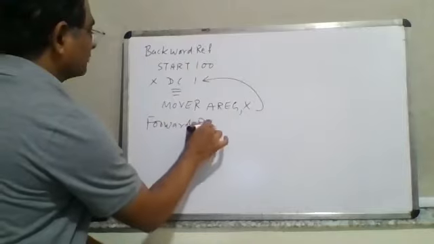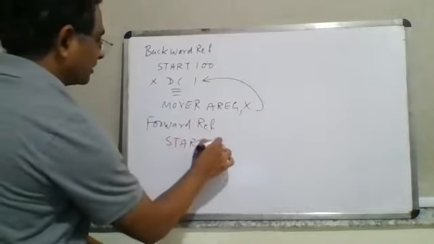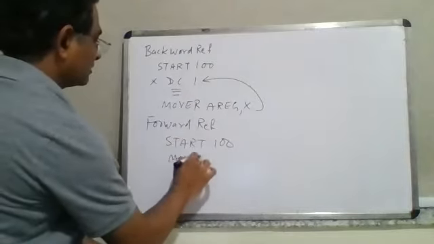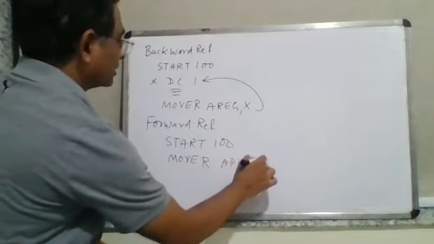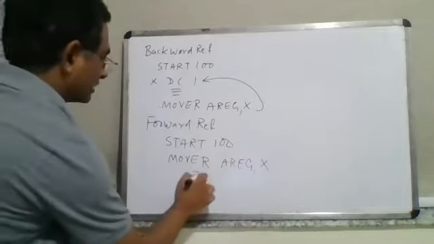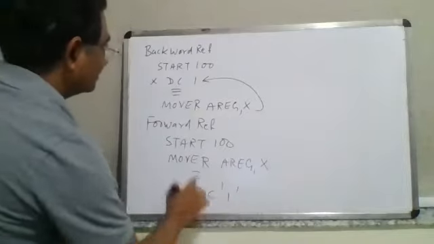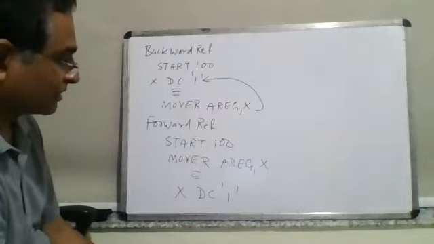Forward reference example we have already seen, right? So let's say start 100, just replace these two things. It will be easy. So move R, areg X. So I'm just using the X variable before it is actually encountered, or maybe the variable is declared, right? Let's say this is the value which is there. So this is an example of forward reference and backward reference.